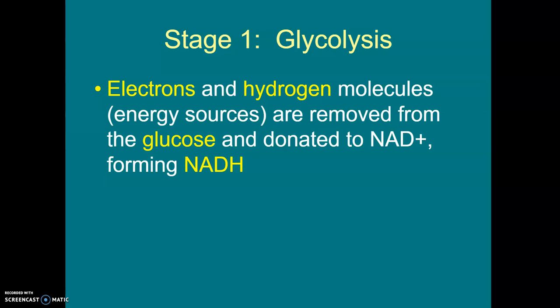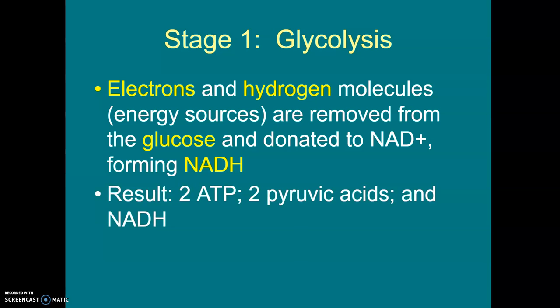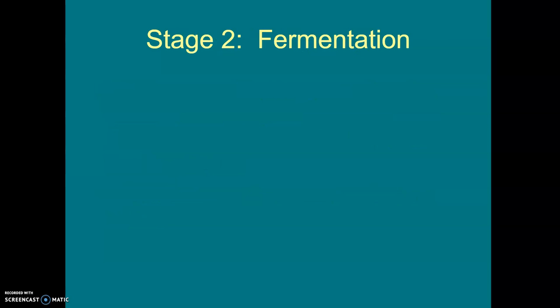Also, these electrons and some hydrogens are going to get removed from glucose. They're going to hook up with some NAD+, and they're going to make some NADH. Now, typically in aerobic respiration, the NADH would go to the electron transport chain, but here it doesn't, it just chills out, it goes to fermentation. So my end result here, I have 2 ATP, 2 pyruvic acids, and some NADH.